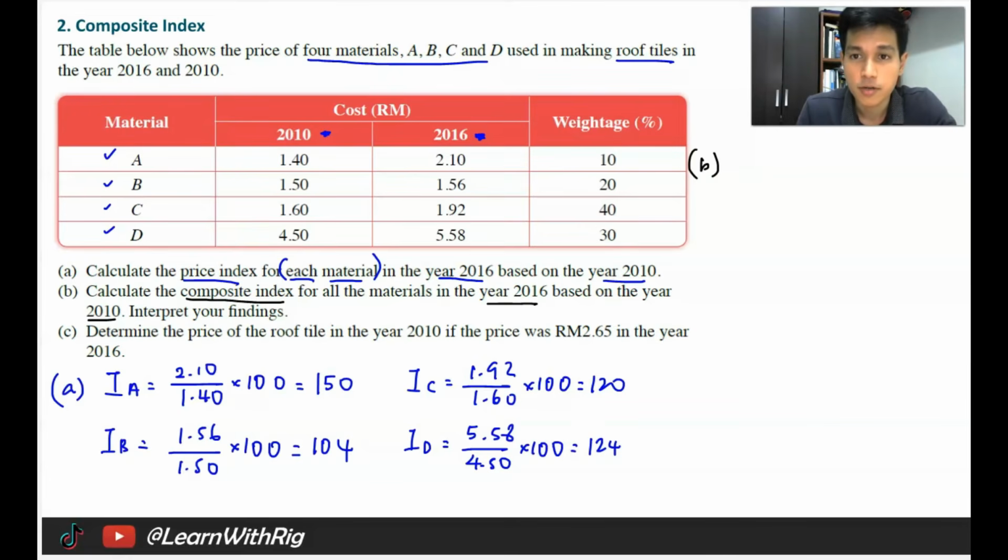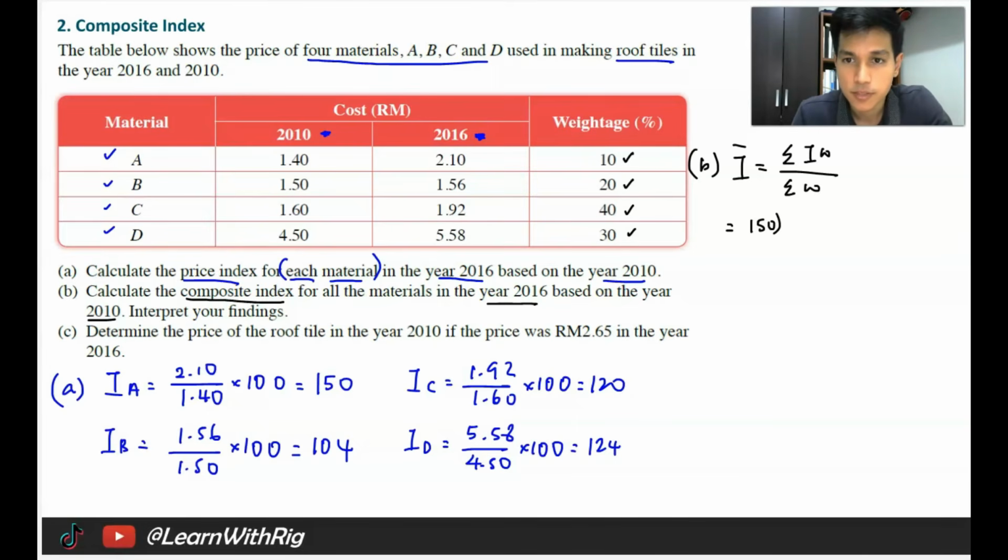So what's the formula for composite index? Composite index is sum of price index times weightage, and the sum of weightage. So in this case, formula is, so I'm going to use each of them, right? Because all of these are the different price index for each of the material, and these are the weightage, 10, 20, 40, 30. Okay, so we're going to use that, whatever they give you.